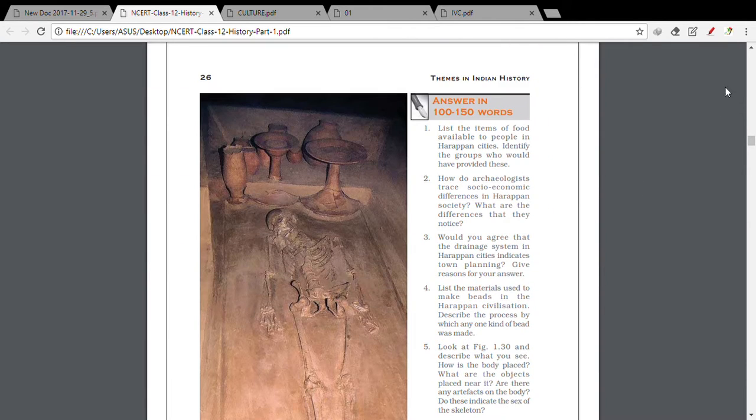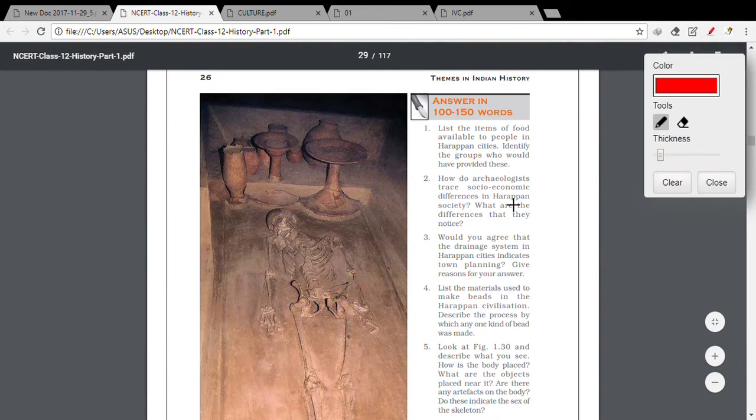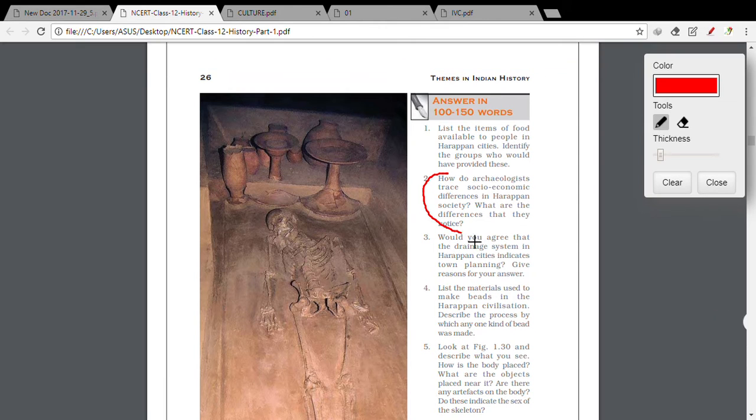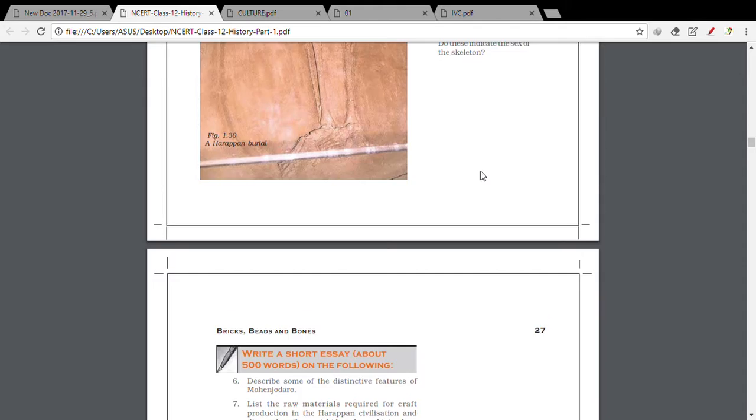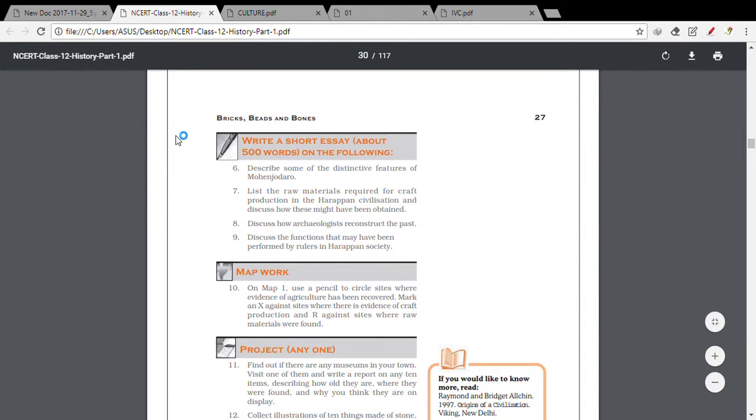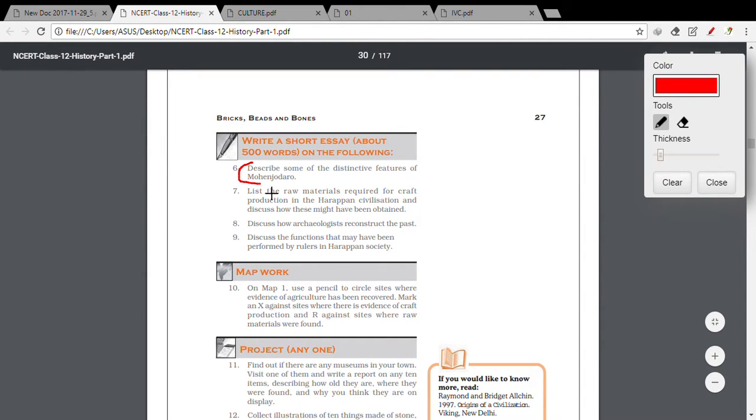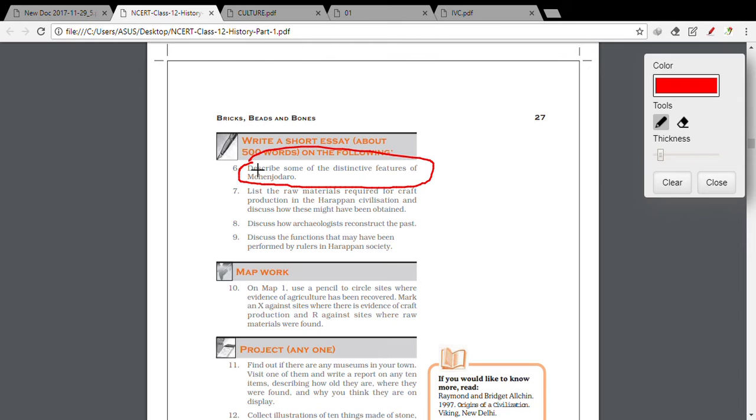Then we move on to some questions, like how do archaeologists stress the socio-economic differences in the Harappan society, and what are the differences that they notice? Would you agree that the drainage system in the Harappan cities indicates town planning? Give reasons for your answer. And this is another important question which can be written for good marks. Describe some of the distinctive features of Mohenjo-daro.